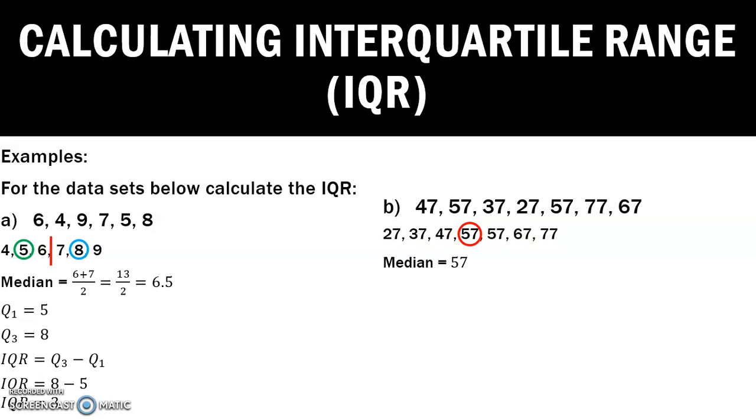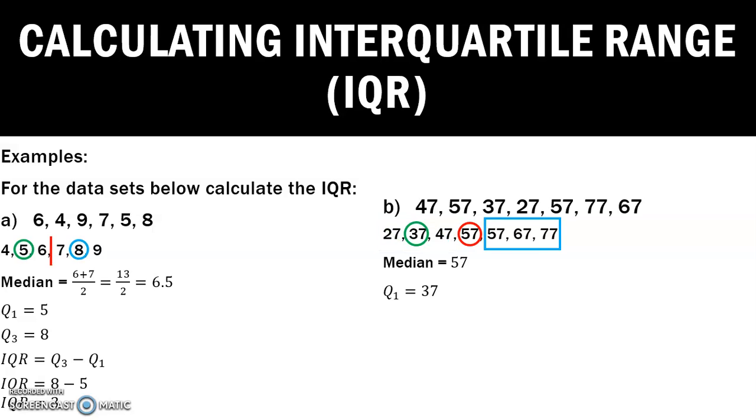We then want to look at our first half of scores. So because our median is a score of 57, we ignore it and we just look at the first 3 scores. So looking at our first 3 scores, we want to now find the middle score of these, which is our Q1. So we cross out our first score and our last score, and we're left with a score of 37, and that is what our first quartile or Q1 equals.